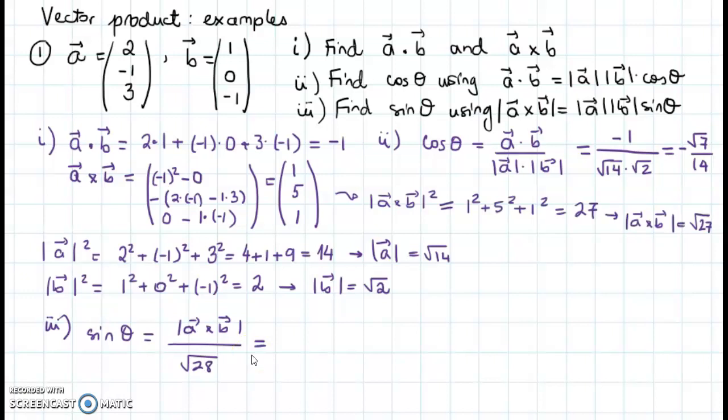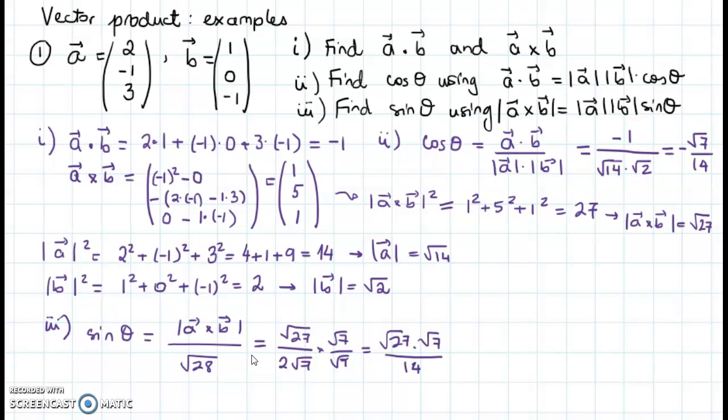So we get for the length of the cross product square root of 27, and then in the denominator for the product of the lengths we have square root of 28. Let's write this as 2 square root of 7. So we can rationalize this fraction and write square root of 27 times square root of 7 over 14.